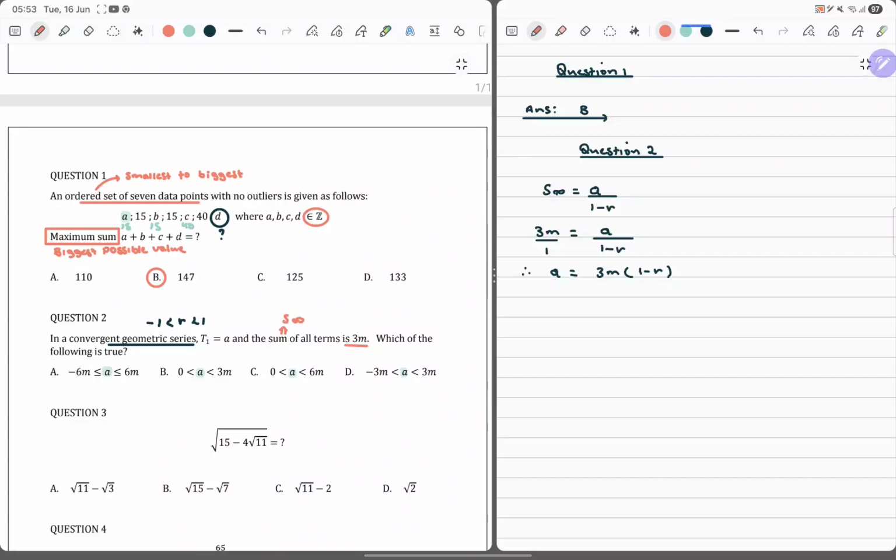Now there's a few things to consider. We know that 1 minus r, when r is positive, okay, let's say r is less than 1 but greater than 0, becomes a proper fraction. 1 minus r is always a proper fraction. All right, so this is to suggest that essentially this reduces the value of 3m, meaning A is going to be less than 3m.